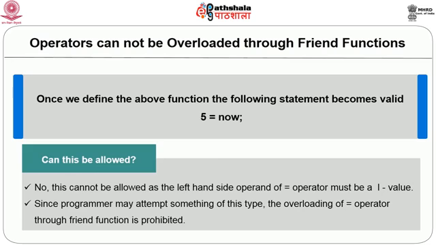Can we write something like 5 with parentheses and pass two arguments T1, T2 which are objects of the time class? This would not really make any sense. Therefore, this is also not allowed to be overloaded as a friend function. Similarly, all operators which are not allowed to be overloaded using a friend function have similar compelling reasons for their prohibition.